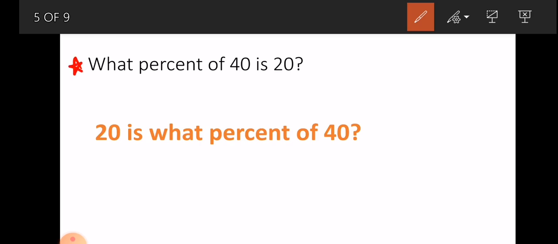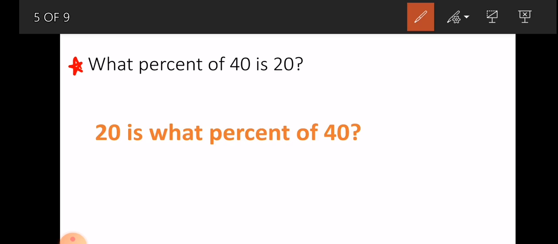What does "what percent of 40 is 20?" mean? It means if I have a whole 40 and a part from it which is 20, this part is represented as a percent. By what? It means it's equal to how many percent from the 100?